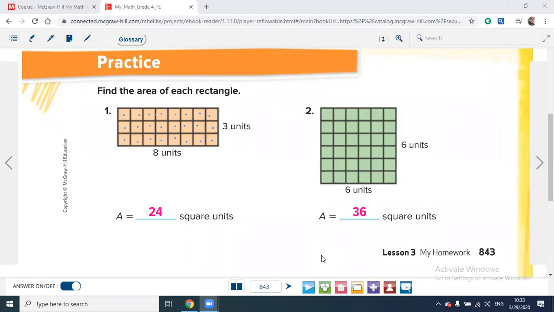Do I just multiply it by 3 or can I multiply? Yeah, you can multiply 8 times 3, 24, or 6 times 6, 36. Or you can count the squares inside the shape. Okay, you have two ways. You can multiply as you see here, 8 times 3 equals 24, or you can count the square units inside the shape. Okay, Abdulaziz? Any question? No. Okay, another one.